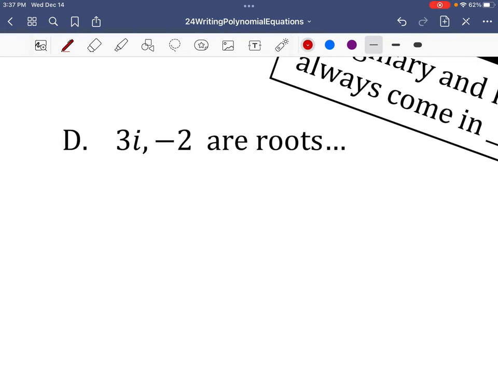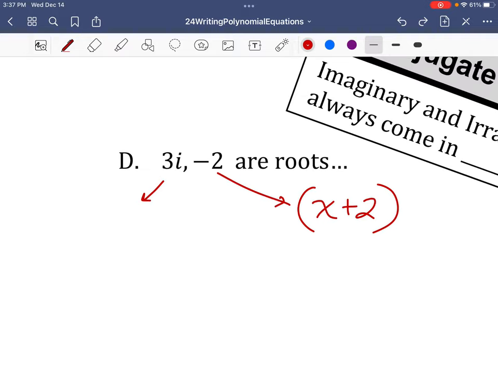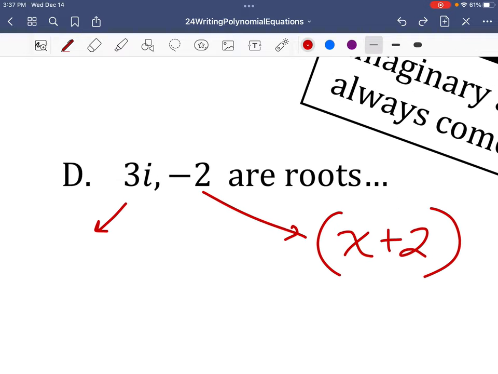Okay, now what are we going to do? We've got an imaginary root. Well, sometimes it's helpful to still record what we know is true, that x plus 2 is going to be the factor that goes with negative 2. But we still got to figure out what to do with this 3i. Now, one thing you want to realize is that 3i actually has a partner. Remember, 3i will always come with a pair. That means negative 3i has to also be a root.